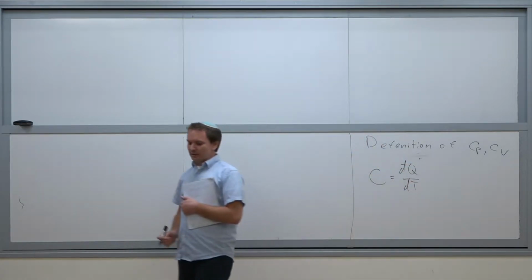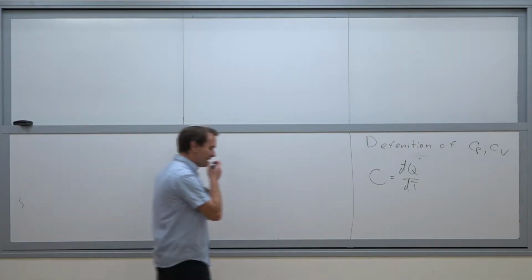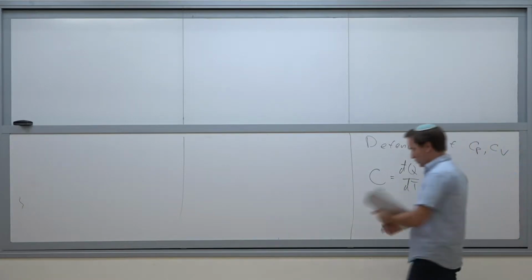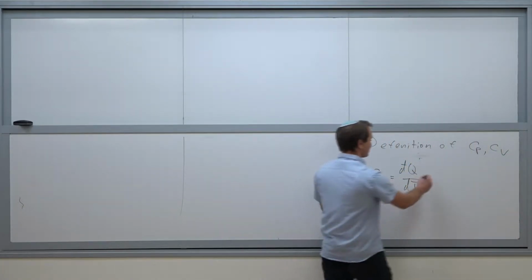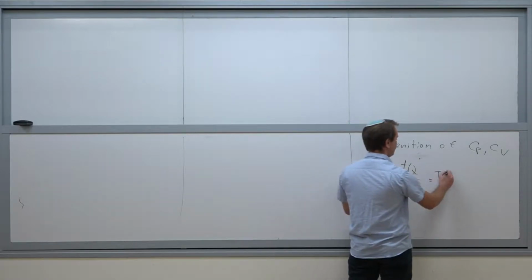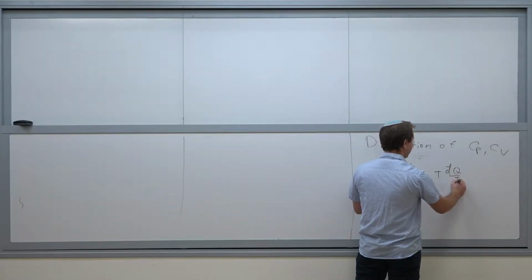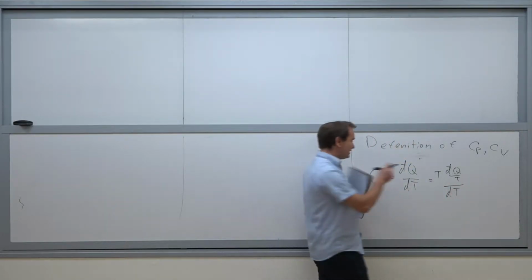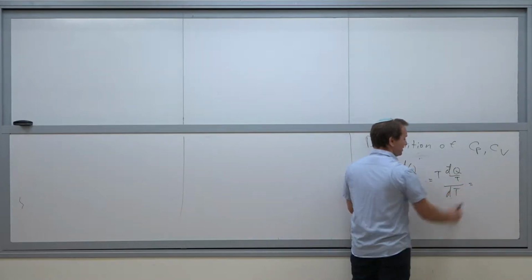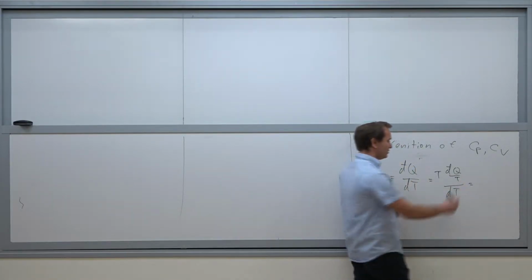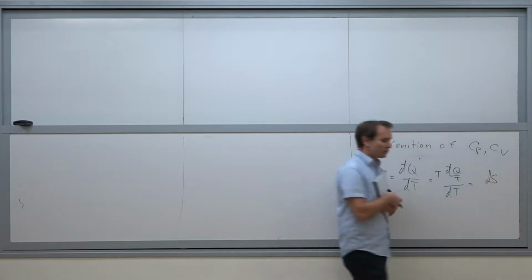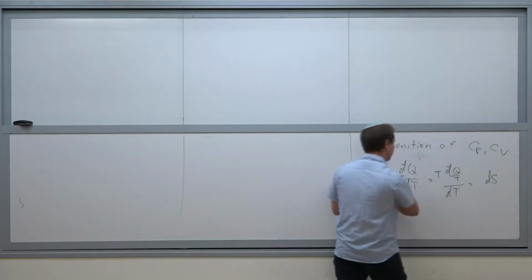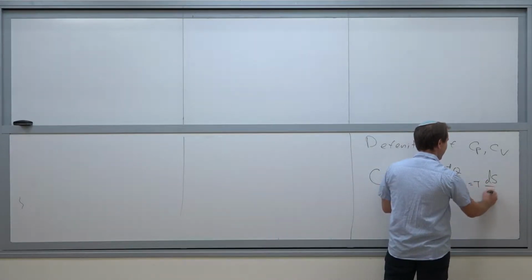Now, using the relations that we obtained in the last lecture, we can write this as T dq by T dt, just multiplied and divided by T. But this dq divided by T is basically dS, at least for a quasi-static process. So what we have here is that C equals T dS/dT.